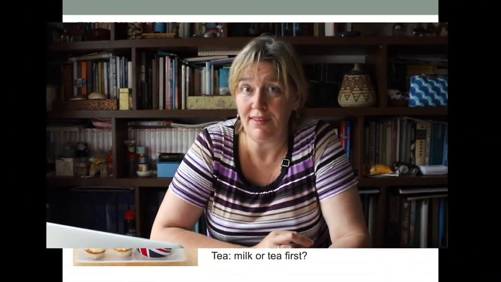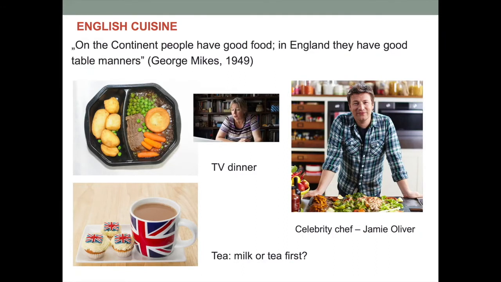What I would like to draw your attention to is English culture and English cuisine, so something that is the focus of study in the English Institute, of course. And there have been a lot of stereotypes regarding English cuisine. Probably the most famous or notorious of them is that, to quote from a very famous book by a satirist and culture historian, George Mikes, on the continent people have good food, in England they have good table manners. Of course, good table manners because the food is not so great.